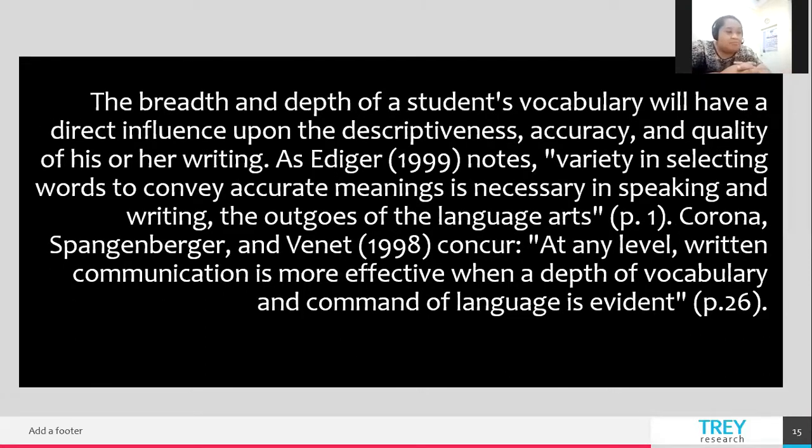So please remember that the breadth and depth of a student's vocabulary will have direct influence upon the descriptiveness or accuracy of his writing. There should be a variety in selecting the words to convey accurate meanings, which is necessary when speaking and writing, the outgoes of the language arts.